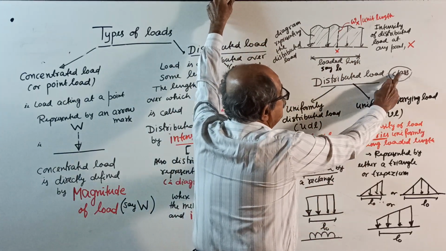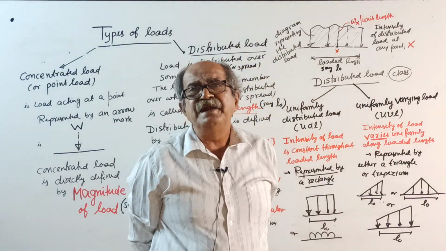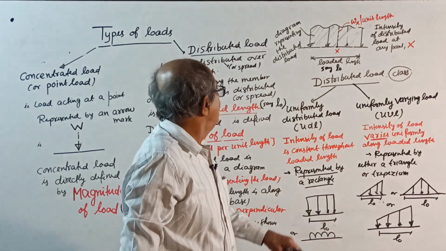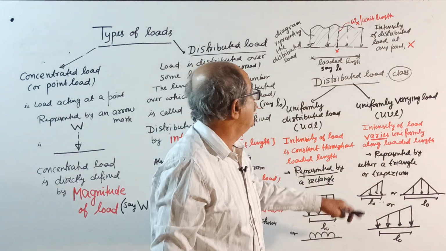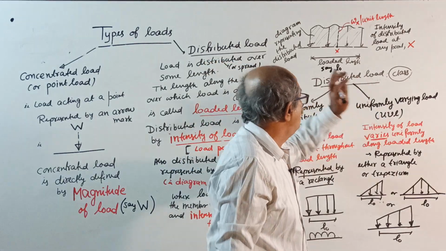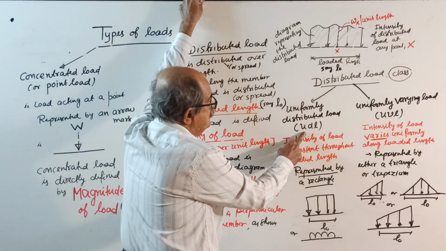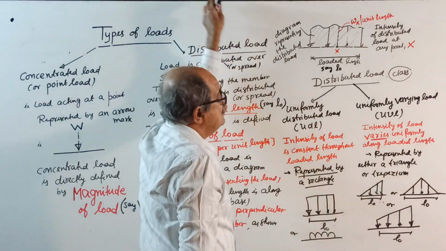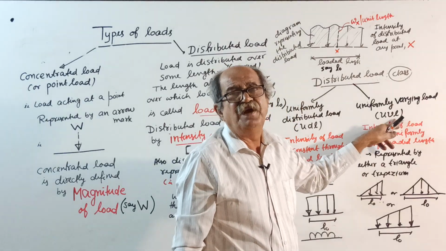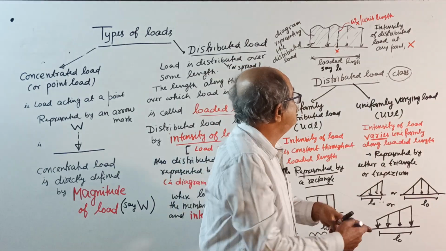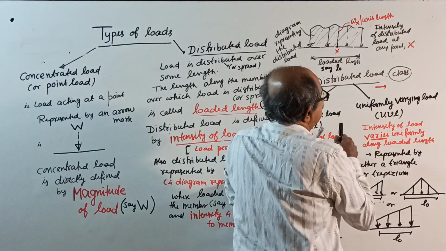Distributed load. See, class, something I am telling now. There are so many types of distributed load. One, uniformly distributed load. Second, uniformly varying load. Uniformly distributed load we call UDL, short form UDL. Uniformly varying load, you usually write in easy language UVL.